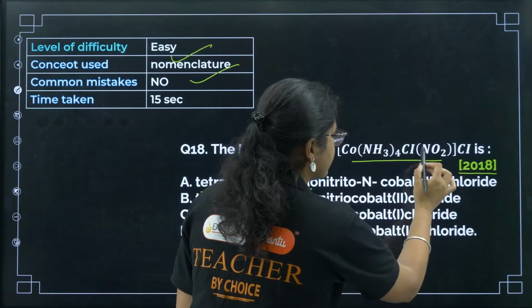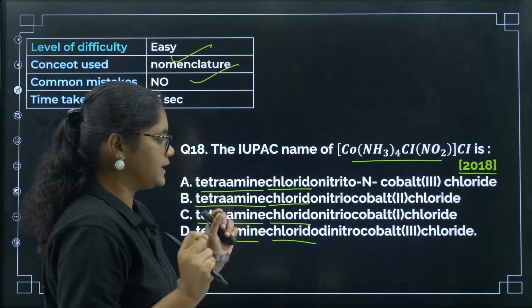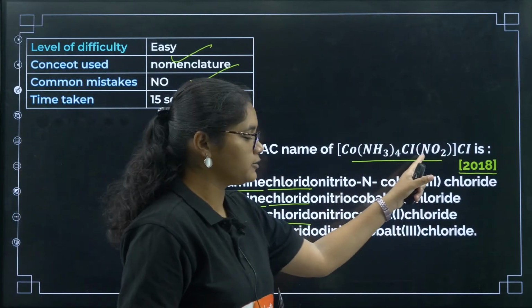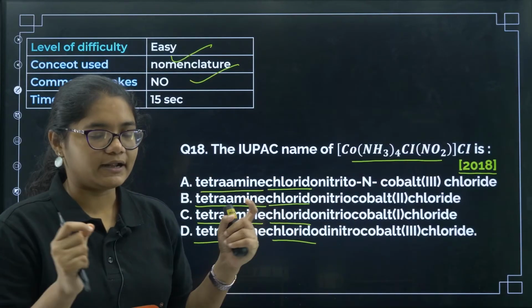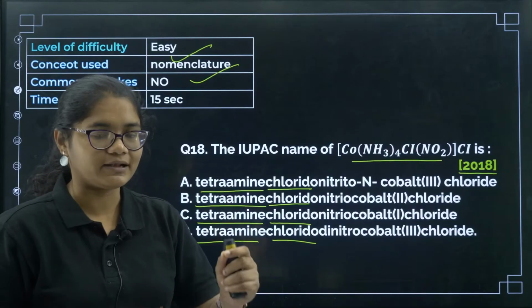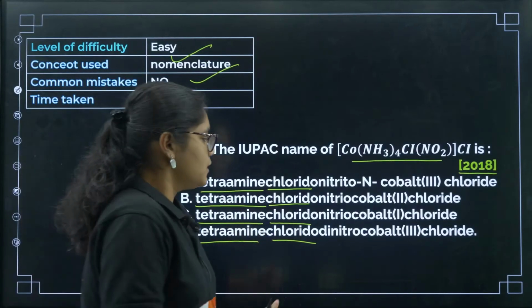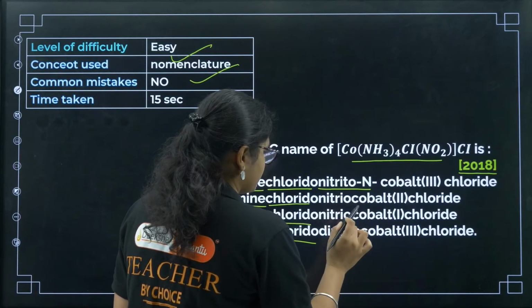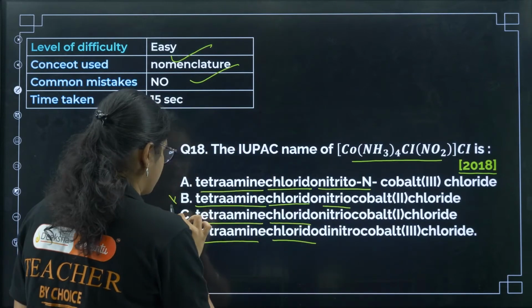Fine. Okay. Next I have nitrito. This is nitrito N, right? We need to mention because this is an ambidentate ligand. It can be either nitrito O or nitrito N. So we must specify that it is nitrito N. So here nitrito N is there. Okay, here there is no specification, so eliminate this option.